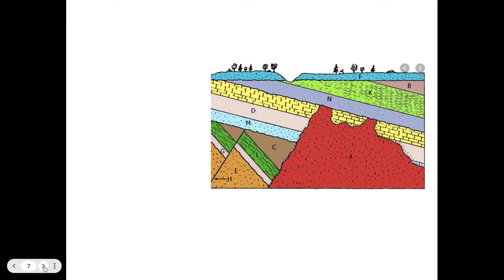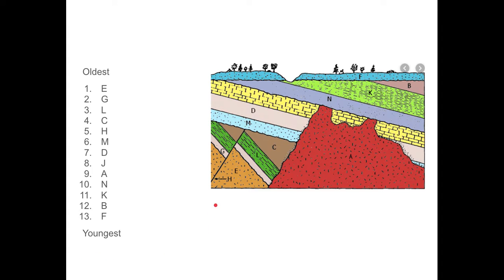This one's a little trickier. Many steps go on here. So we have a fault that cuts through 4 layers of rock. We have an igneous intrusion that cuts through quite a few as well. So this one would go E, G, L, C, and then H shows that fault's cutting through the 4 layers of rock, but not through M. And then there's D, and then this is layer J, and that igneous intrusion goes through J, but not N, so that comes next as A, and then it's N, K, B, and then F is our final layer.